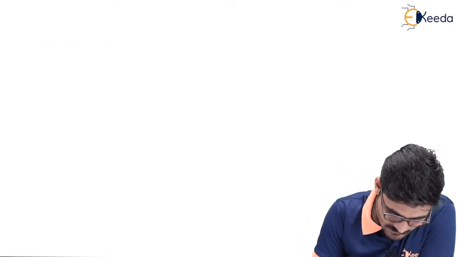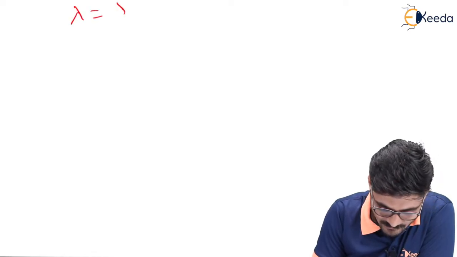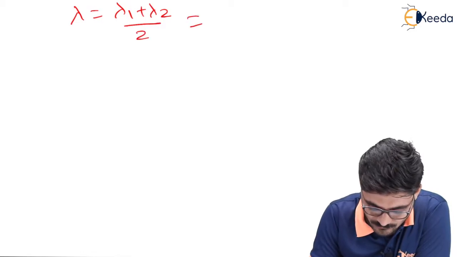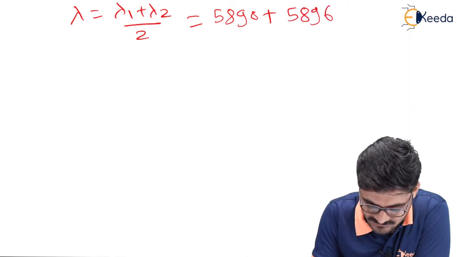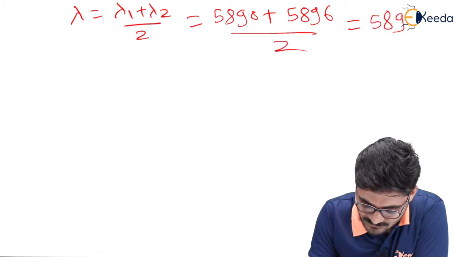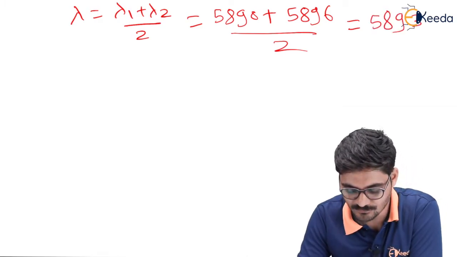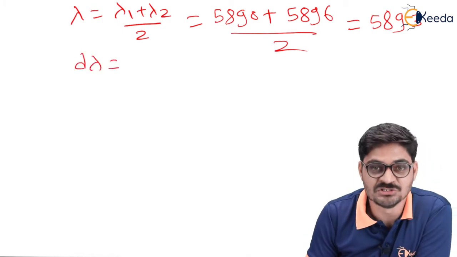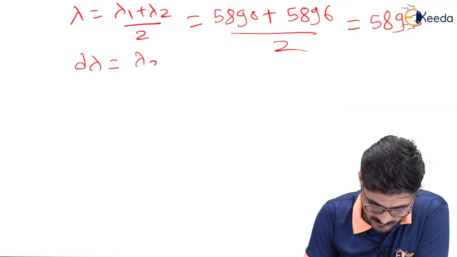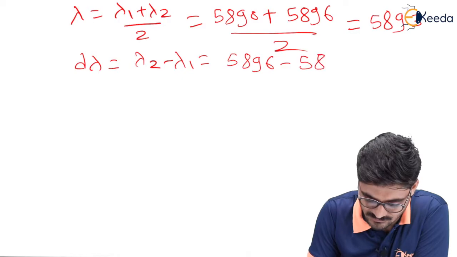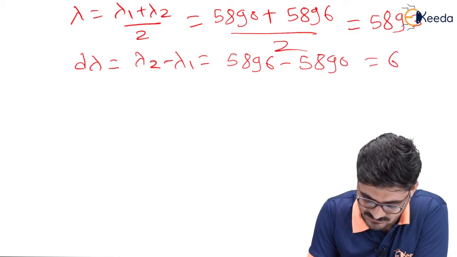For this, you have to find lambda, and lambda will be the mean of lambda 1 plus lambda 2 divided by 2. So it is lambda 1, 5890, plus lambda 2, 5896, divided by 2. You will have lambda equals 5893, right? Now what will be d lambda? That is the change in wavelength you have to calculate, and it would be lambda 2 minus lambda 1, that is 5896 minus 5890, that is 6 Armstrong.